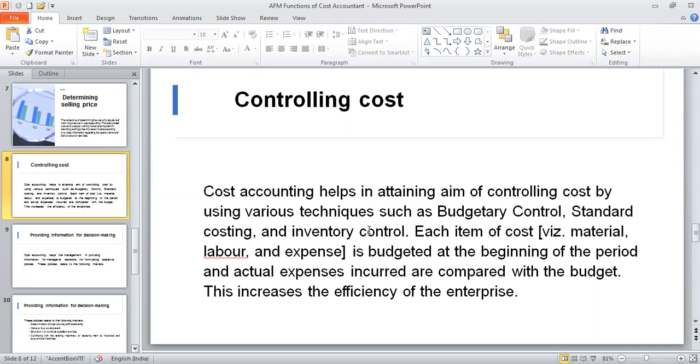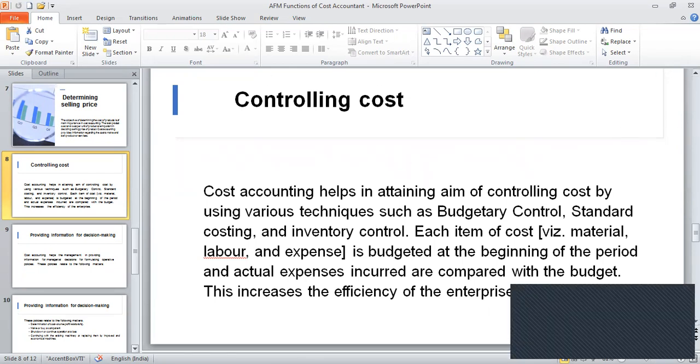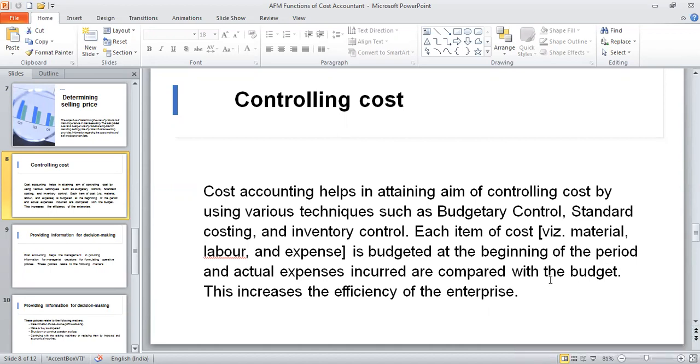Each item of cost, we compare. At the beginning of the period, we fix some standard, and ultimately we compare these budgeted values or standard values with the actuals. Finally we come to know what the variances are and why they happened. Sometimes we spend more material, sometimes we may spend less. All that we can easily compare and easily get.